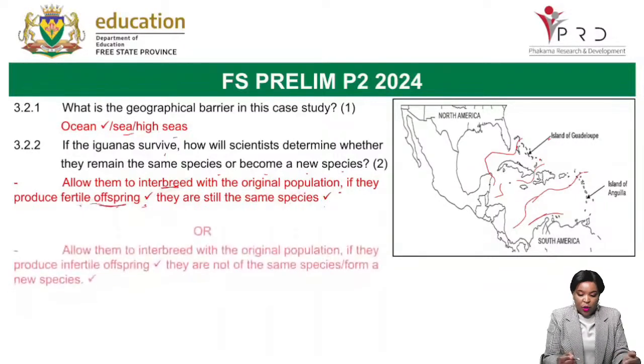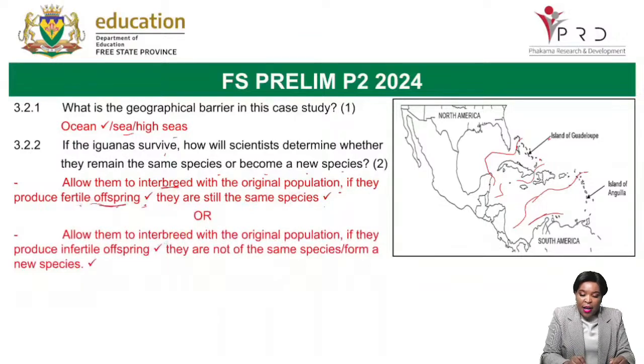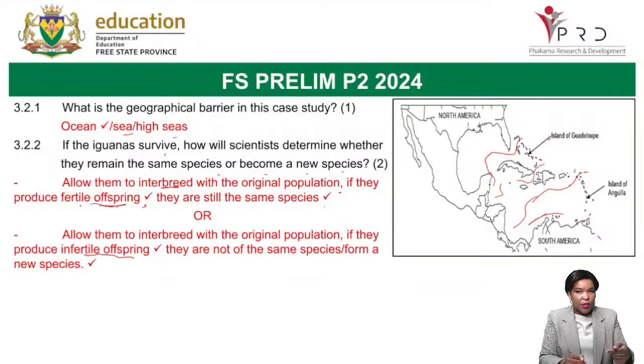Another way, you can allow them to interbreed with the original population and they produce an infertile offspring. So this is just a little bit of an opposite to what you said first. Then you know if the offspring that is going to come is infertile, what does that tell you? They are not of the same species. So you've proved whether they are of the same species or they are new species. That is how you prove it.